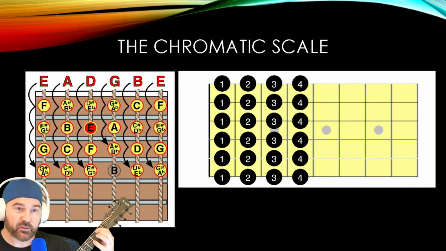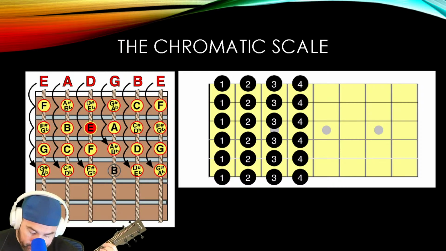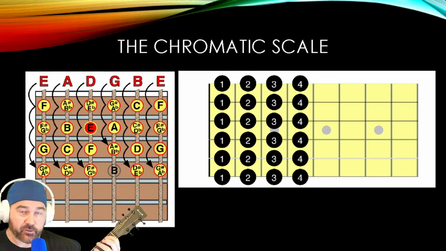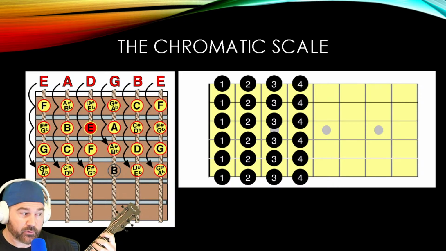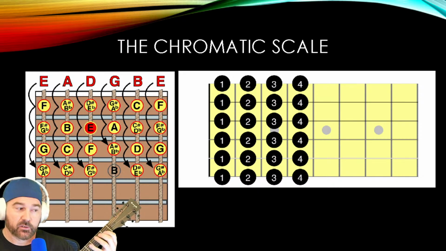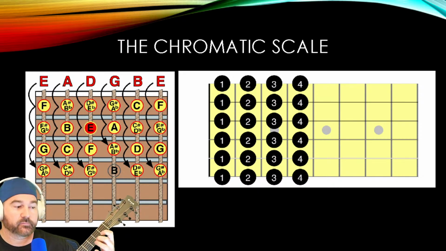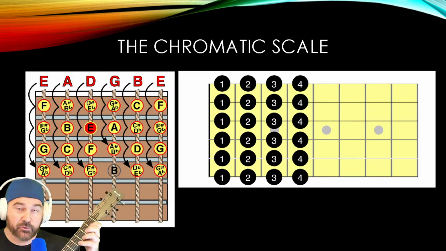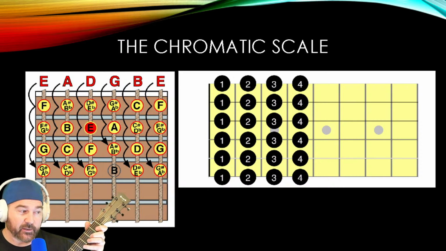Then you're going to move up to the A string. Once you move up to the A string, you're going to do the same thing. 1, 2, 3, 4. Move up to the D string, 1, 2, 3, 4, and so on, until you get up to the high E string. Then you go back down.